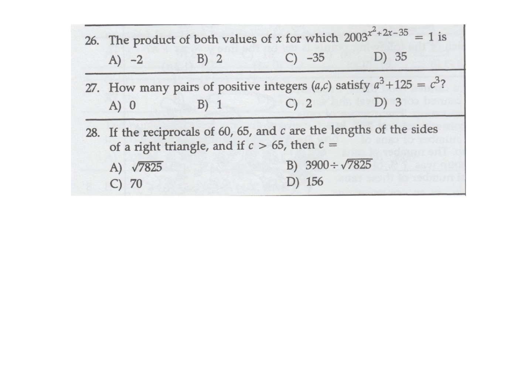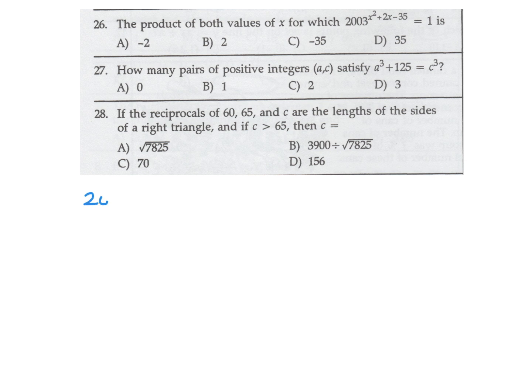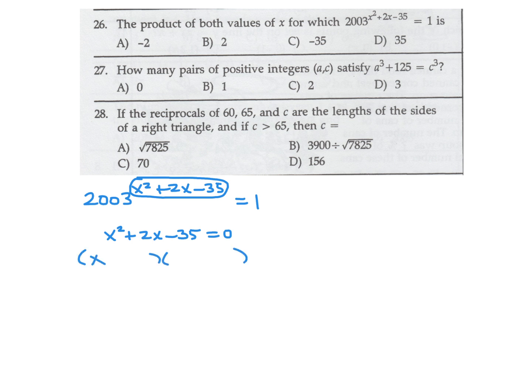The product of both values of x for which 2003 to the x squared plus 2x minus 35 is equal to 1. So if something to the power of something is 1, that means that power is 0. So this exponent is 0. So that means x squared plus 2x minus 35 is 0. Okay. So now I guess we just have to factor this and figure this out. So does it factor? x, 7, and 5. Positive, negative? Yeah. So that means x is either 5 or negative 7.